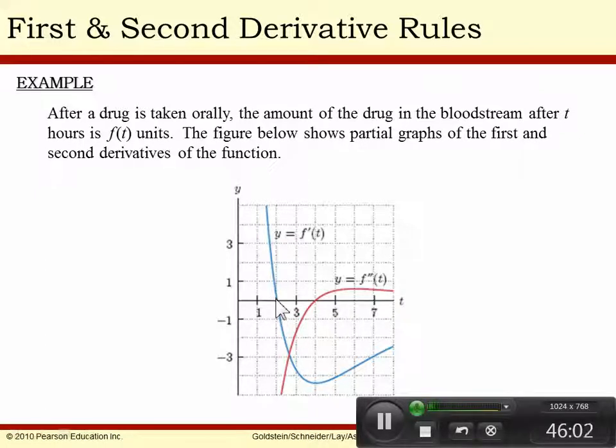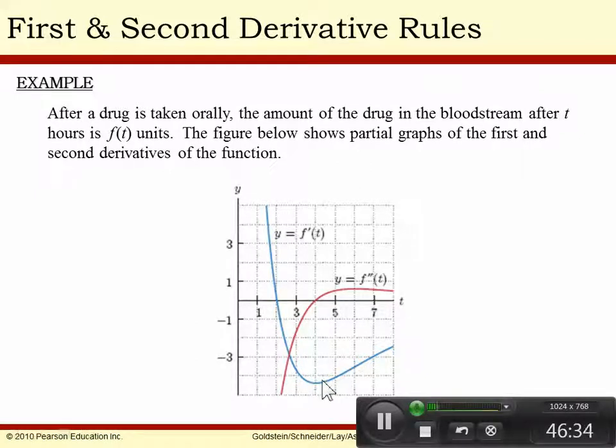It's 0. Then after 2, what is the function doing? It's decreasing, right? Okay. So that's going to tell us what the function is doing as far as going up and down. The function is increasing until we get to 2. Once we get to 2, the function is going to be decreasing.